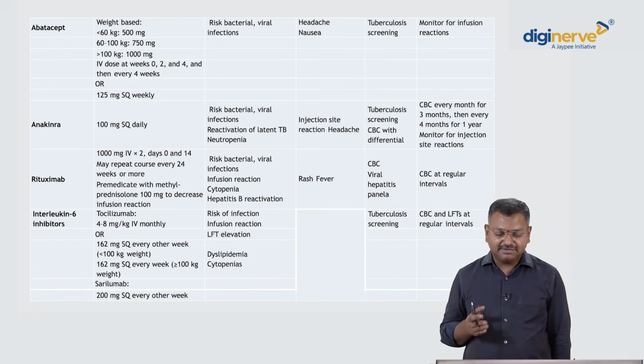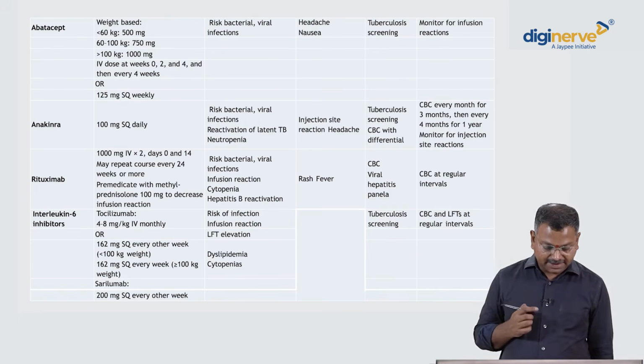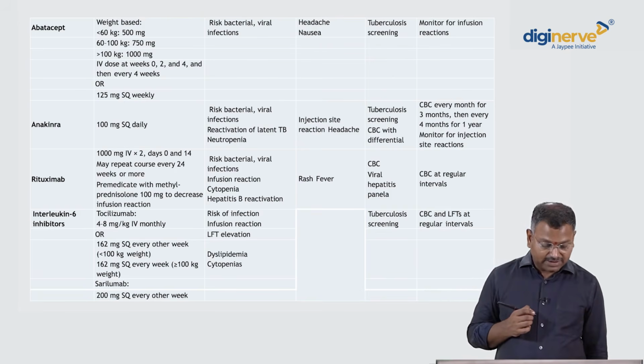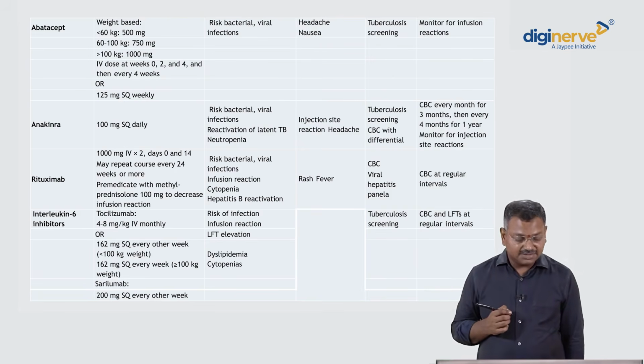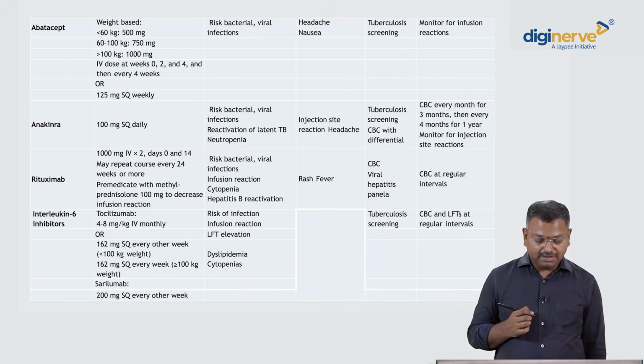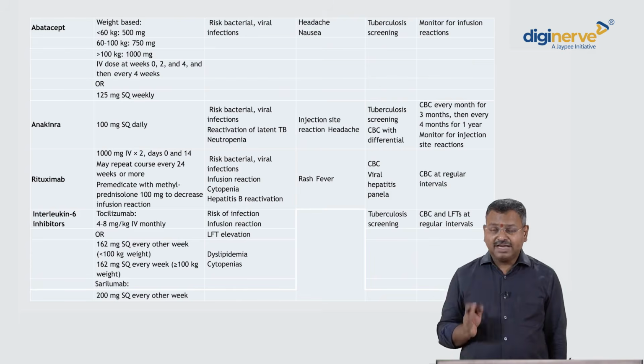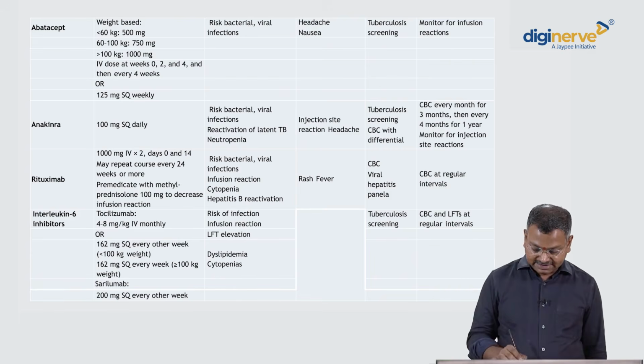Rituximab, other than infections, can cause cytopenia, and hepatitis B reactivation is seen. Coming on to the interleukin inhibitors, the drug that we have is tocilizumab, 4 to 8 milligrams per kg IV monthly, or sarilumab, which is 200 milligrams given subcutaneously. Again, it can cause dyslipidemia and cytopenias. We have to monitor the counts as well as the infections.